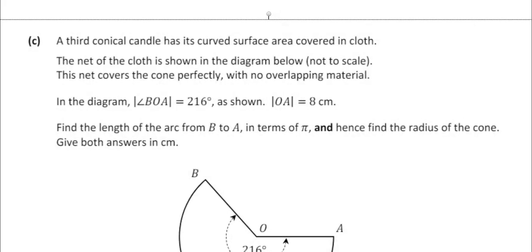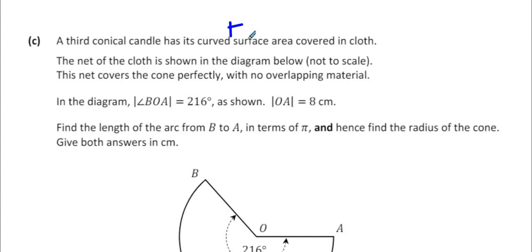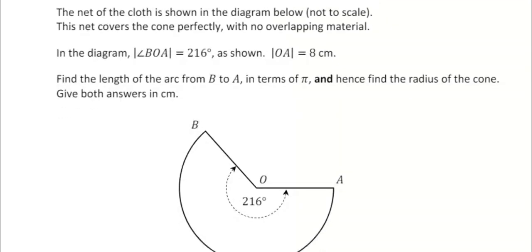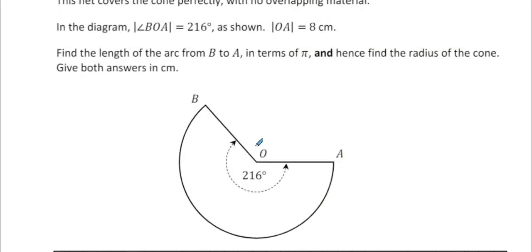A third conical candle has a curved surface area covered in cloth. Now I see the words curved surface area. I'm going pi r L. I'm just plucking that formula down from the notes. Pi r L. The net of the cloth is shown, not to scale. This net covers the cone perfectly with no overlapping material. In the diagram, OBA is 216 degrees and OA is 8, so the radius is 8. Find the length of the arc.